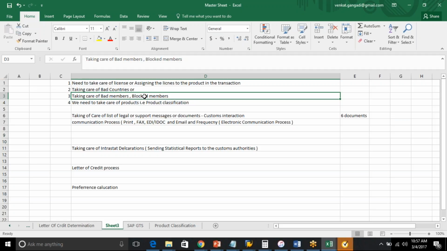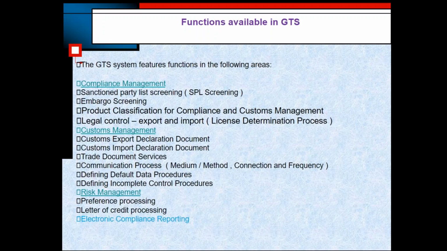So in order to perform this functional process, SAP GTS provided an application area called sanction party list screening. It is one of the best application areas, one of the huge demand application areas in the GTS module, okay, which will help the client a lot to fulfill this process, because each and every country publishes a very huge list of SPL members. Each and every country's customs authorities publish a huge list of bad members, sanction party members, restricted party members or denied party members.